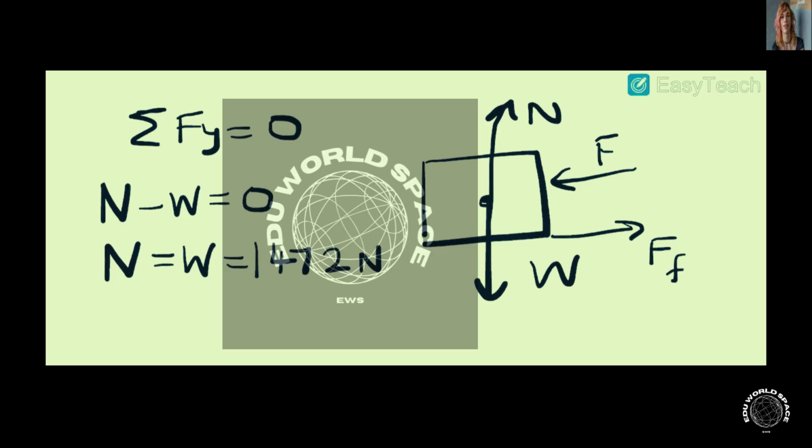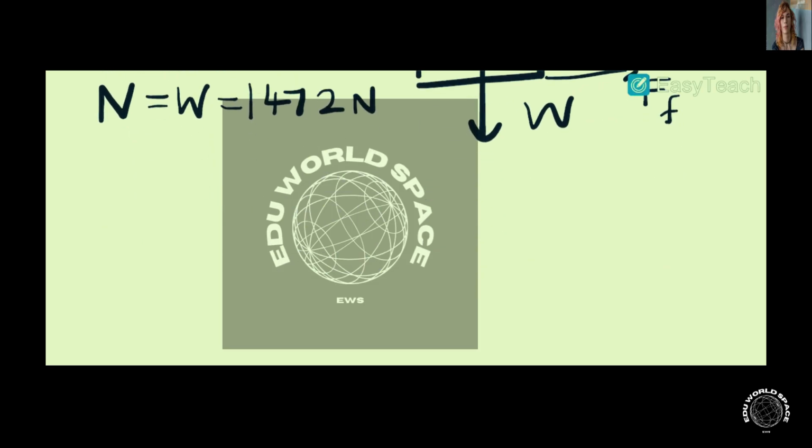Next, we can do the same Newton's second law in the x direction. So let's go ahead and do that. We can say that the net force in the x direction is also equal to 0, since we're assuming the box is just about to move.